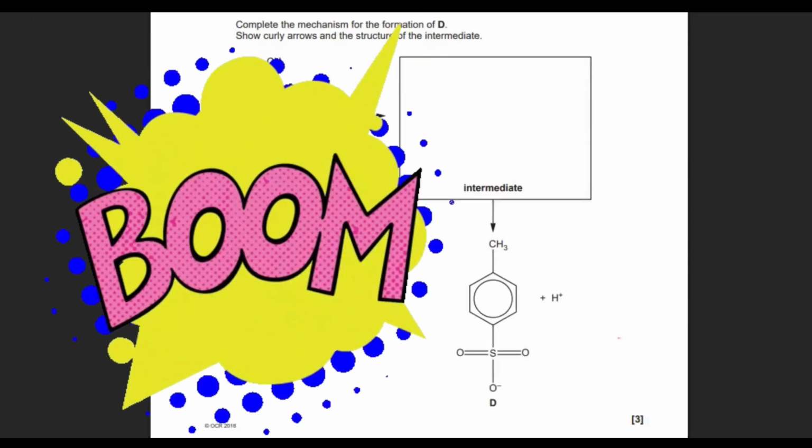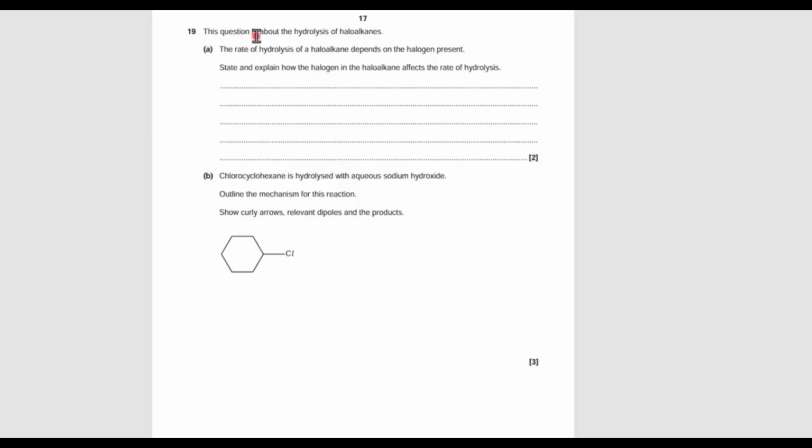Boom! Going through a question about the hydrolysis of haloalkanes. This is an A-level chemistry question. So read the question, pause the video and have a go, and then I'll go through the explanation. The rate of hydrolysis of a haloalkane depends on the halogen present. State and explain the halogen in the haloalkane and how it affects the rate of hydrolysis.